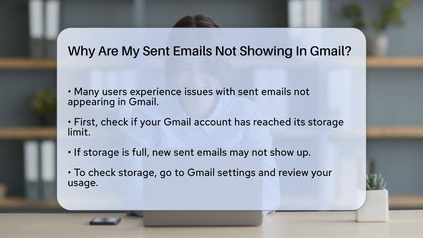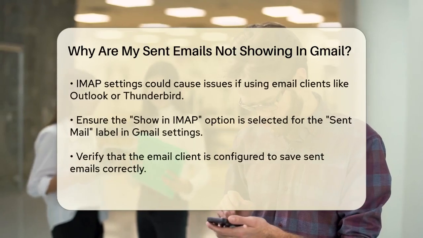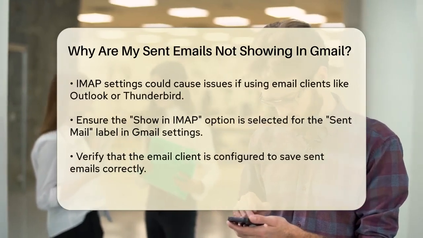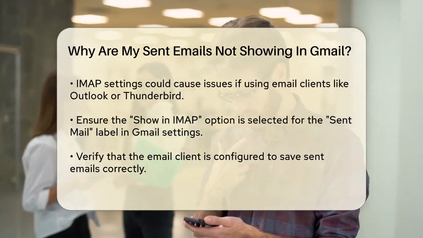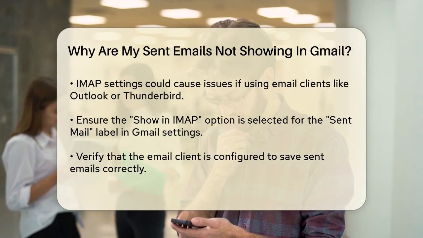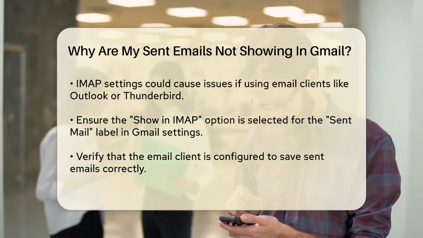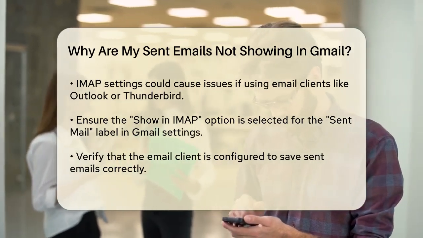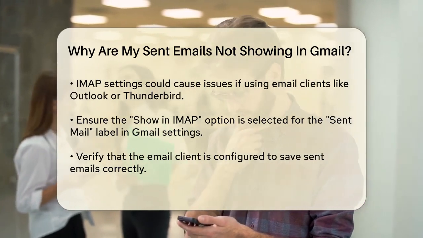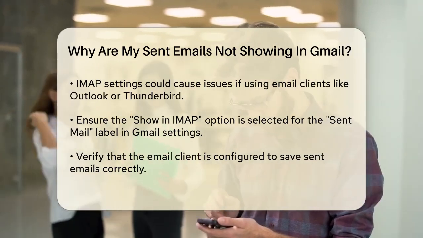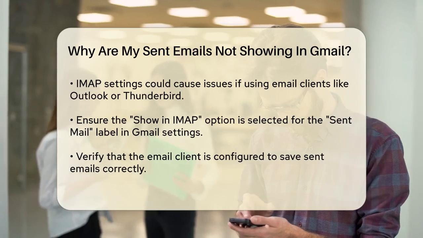Another possibility is that there's an issue with your IMAP settings. If you're using an email client like Outlook or Thunderbird to manage your Gmail, the problem might lie in how these emails are being synced. Make sure that the Show in IMAP option is selected for the Sent Mail label in your Gmail settings. You can do this by going to Settings, then the Labels tab, and ensuring Show in IMAP is checked for Sent Mail.